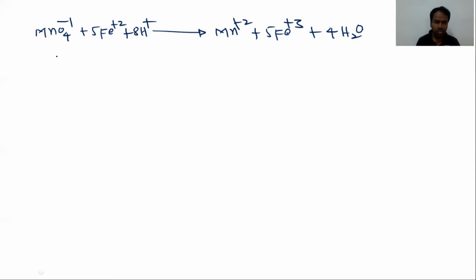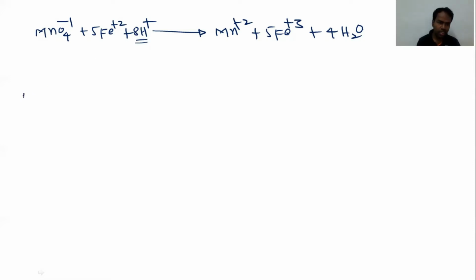Now coming to the basic medium. How can you balance this reaction in basic medium? Here H⁺ indicates the acidic medium, so I don't want H⁺. I want to neutralize the H⁺, so add an equal number of OH⁻ ions. The OH⁻ ions added should equal the H⁺ ions, on both sides.